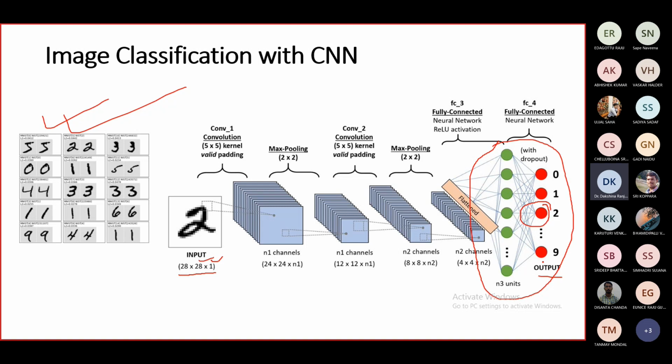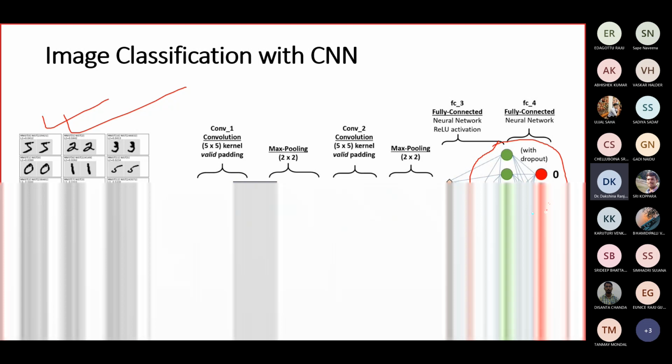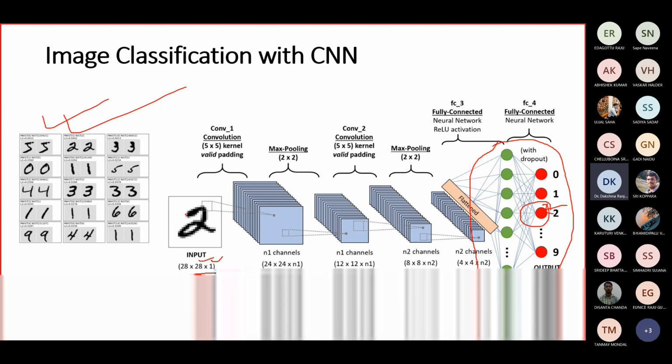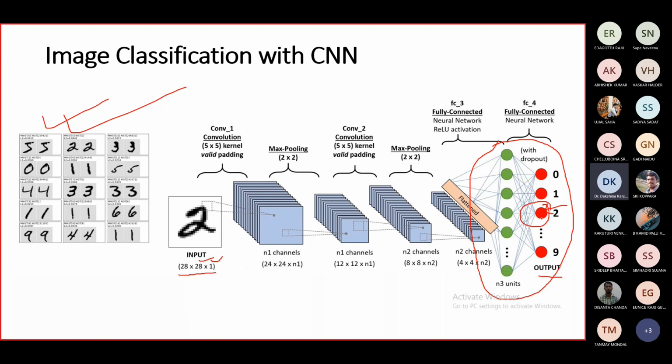Okay, so when this neuron generates the highest probability, we can conclude that the output of this neuron in the output layer belongs to this handwritten digit 2. Okay, and this output belongs to this handwritten digit 2. So this is the working principle of convolutional neural network.